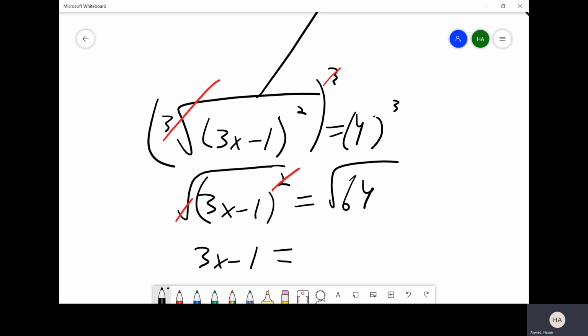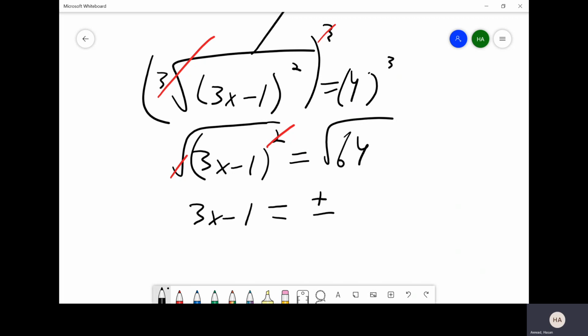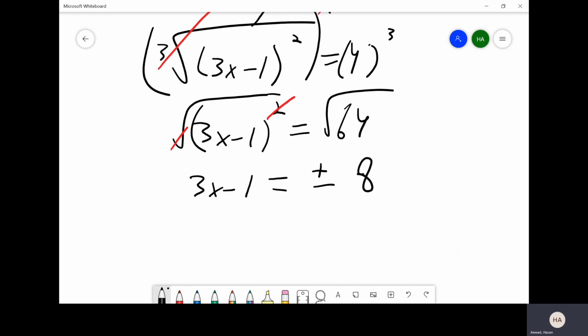But remember, we're solving for a variable here, right? And we just took a square root, so we have to put our plus or minus, right? Don't forget the plus or minus when you're taking an even root. So we took an even root of 64. Square root of 64, I think everybody knows that, right? That's just 8, right? 8 times 8 is 64. Okay, so now we just go ahead and solve.